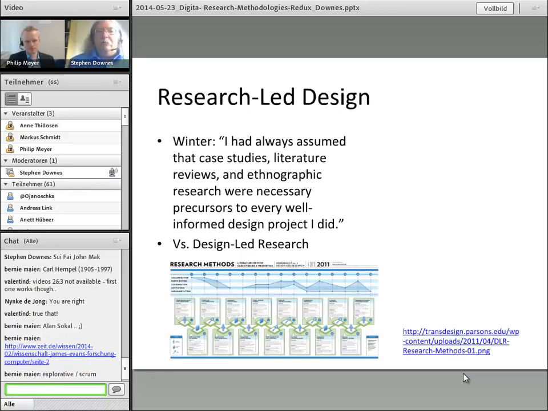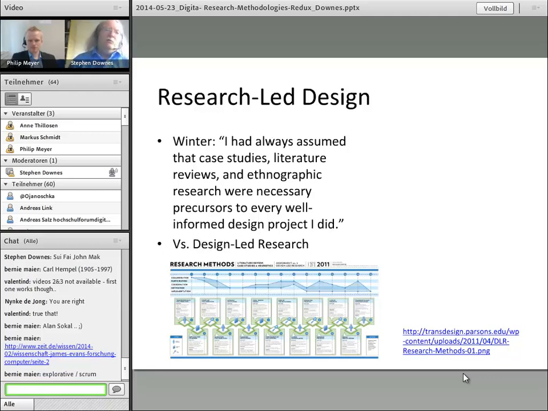There's this idea of research-led design, and this exists in pretty much every domain, and also in educational technology. And I can't tell you how many papers I've read about research-based instructional design, research-based instructional theory. And I get that, and I see why they do that. But the flip side of it is design-based or design-led research, where you do the design first.